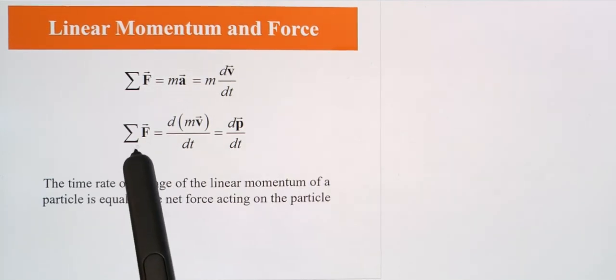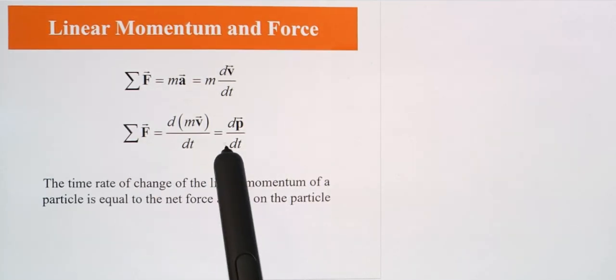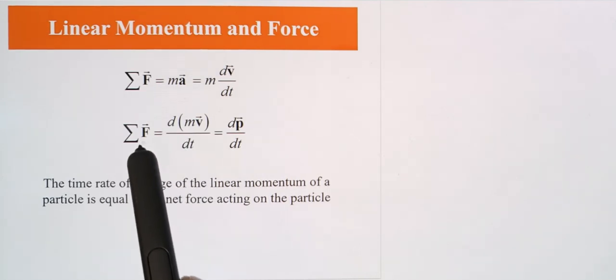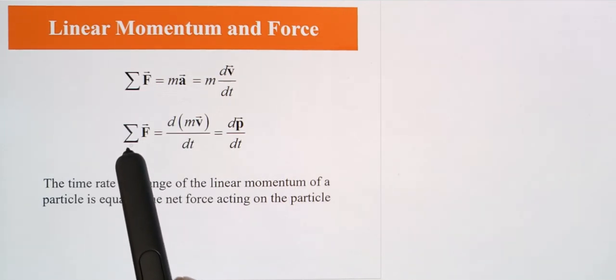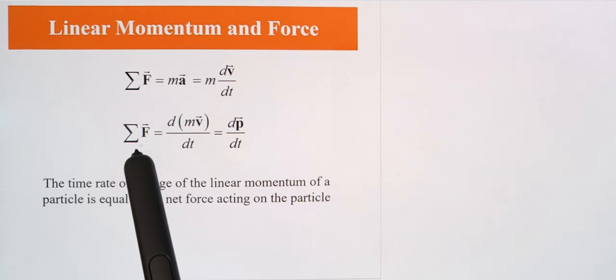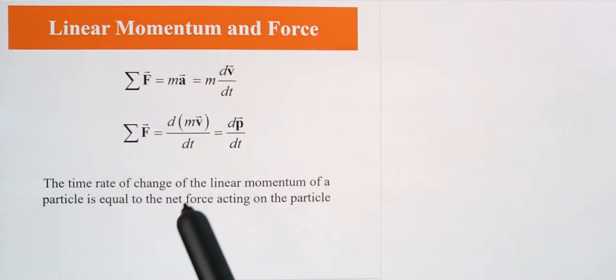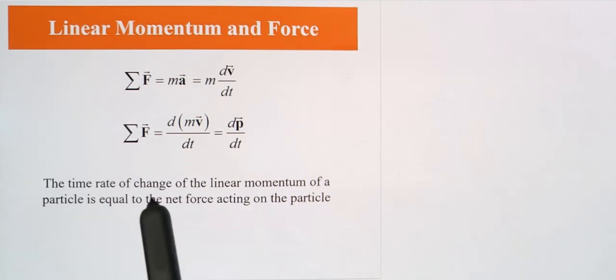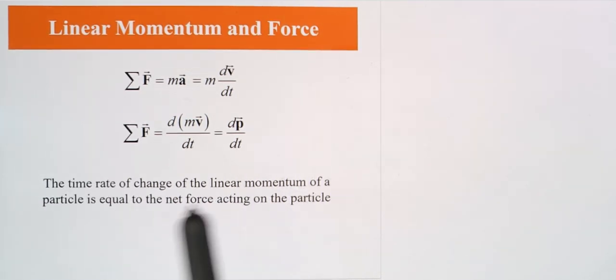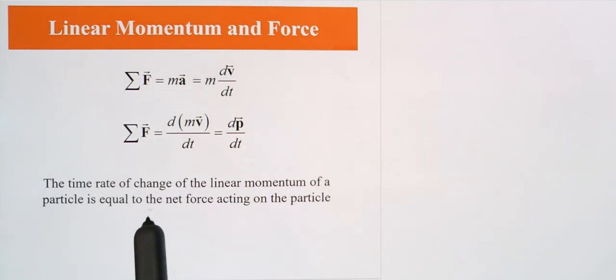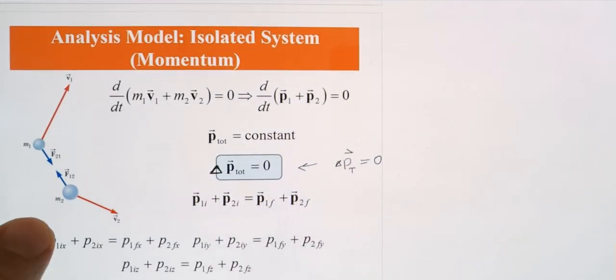So what is the relation between force and momentum? Well, the summation of net forces acting on the object is nothing but the change of momentum with respect to time. So the time rate of change of the linear momentum of a particle is equal to the net force acting on the particle. So this is how we define the linear momentum.